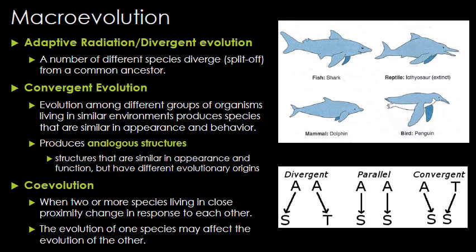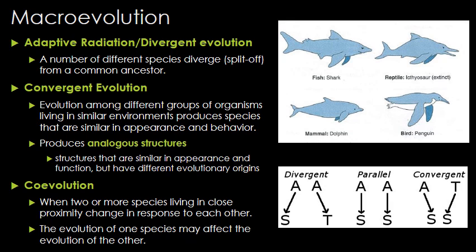Convergent evolution is species coming together to look similar. This tends to produce analogous structures that are similar in appearance but have different evolutionary origins, such as the shape of the shark and the ichthyosaur and the dolphin and the penguin. They have converged in their shape, but they're from different ancestry. Usually this is due to similar environmental pressures.